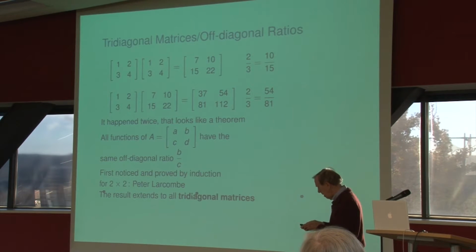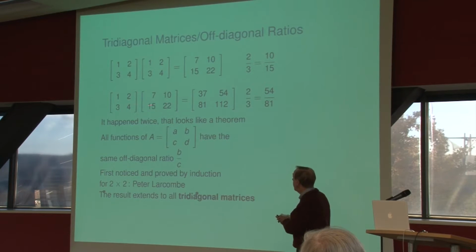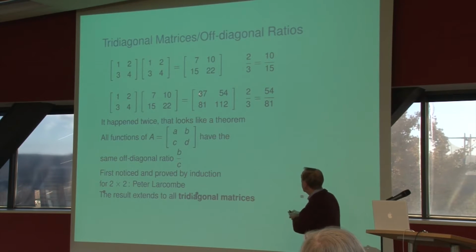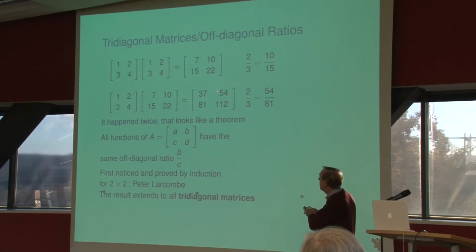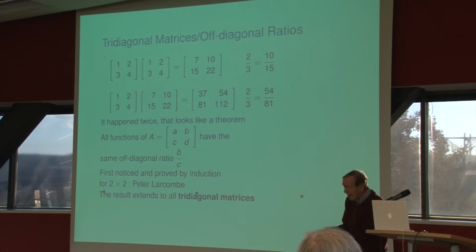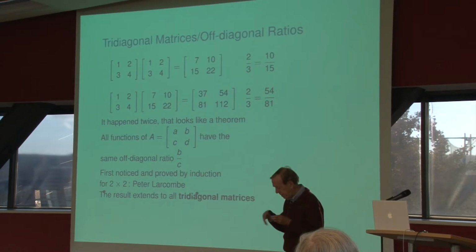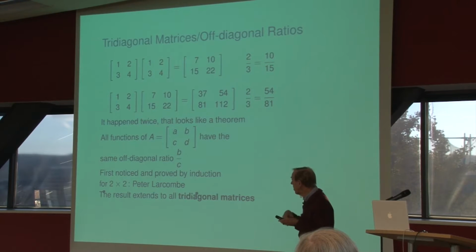So then fortunately, he tried the cube, A cubed. So he multiplied this matrix A by A squared and got A cubed. And he looked off the diagonal of A cubed, 54 to 81, again 2/3. So I don't know if that's a proof, but you think, oh, it can't be an accident. It must be right. And so then Peter Larkham's email said that this is always true.